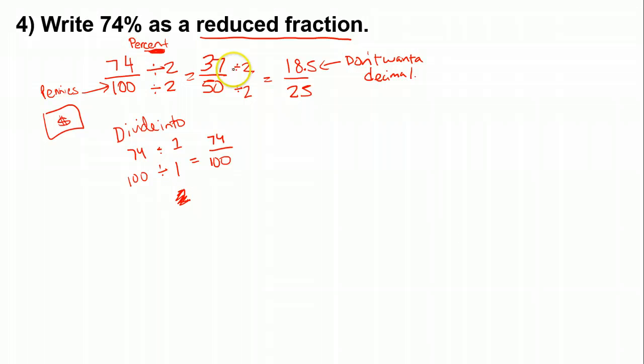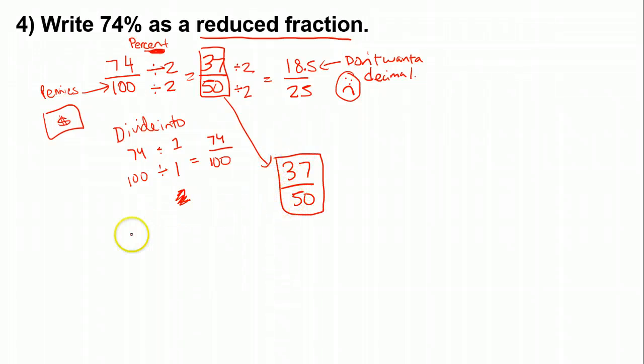So if you're dividing or reducing and you get a decimal as your top or bottom, you've gone too far. So this is not something you want to do. Some students will say, let's try 3, let's try 5. If you want to try that, that's fine, but actually this right here is going to be our reduced answer.